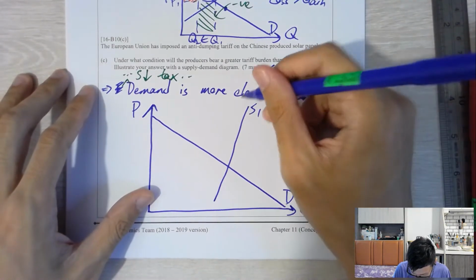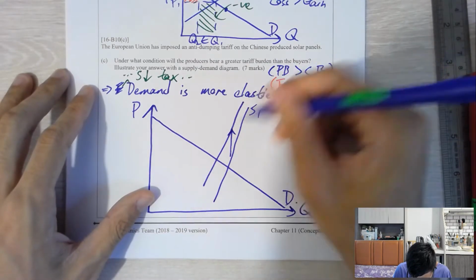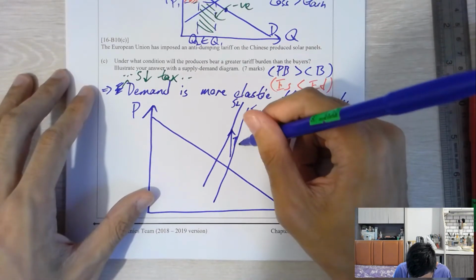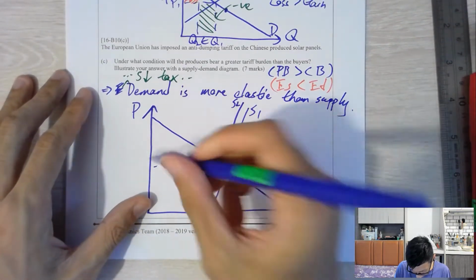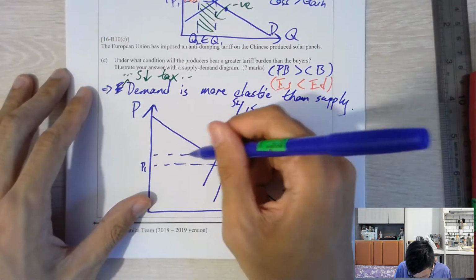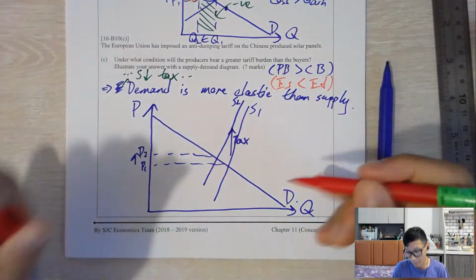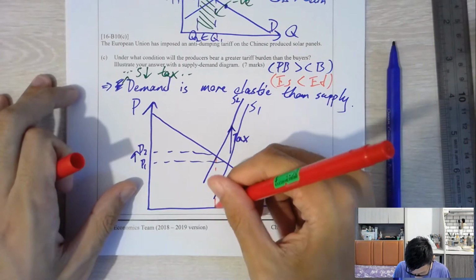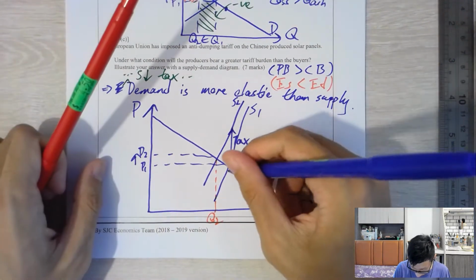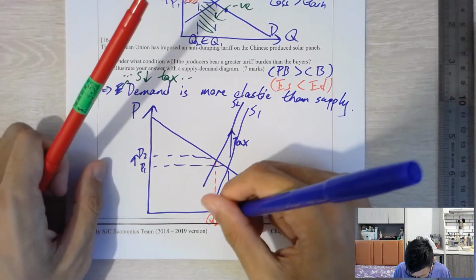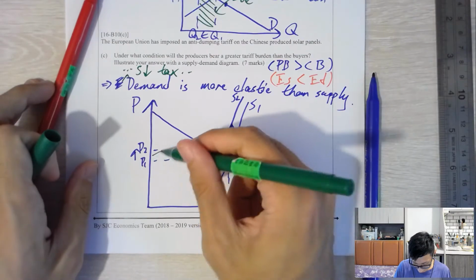S1, then let's shift it by this much, and we have S2. Now this is the tax. Okay? Now let's see. P1 is here, P2 is here, but the most important, remember, is to mark Q2 right here. Okay, Q1 right here. Now, with the increase in price, who suffers?